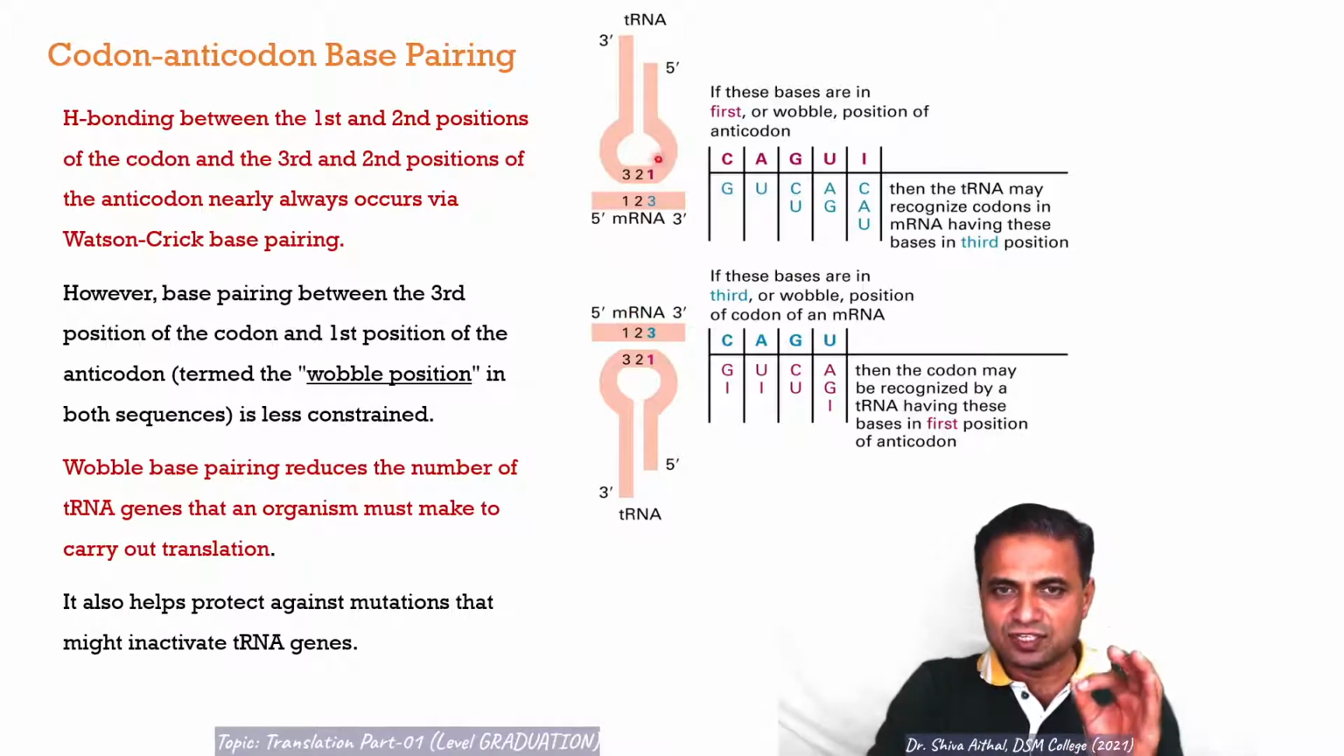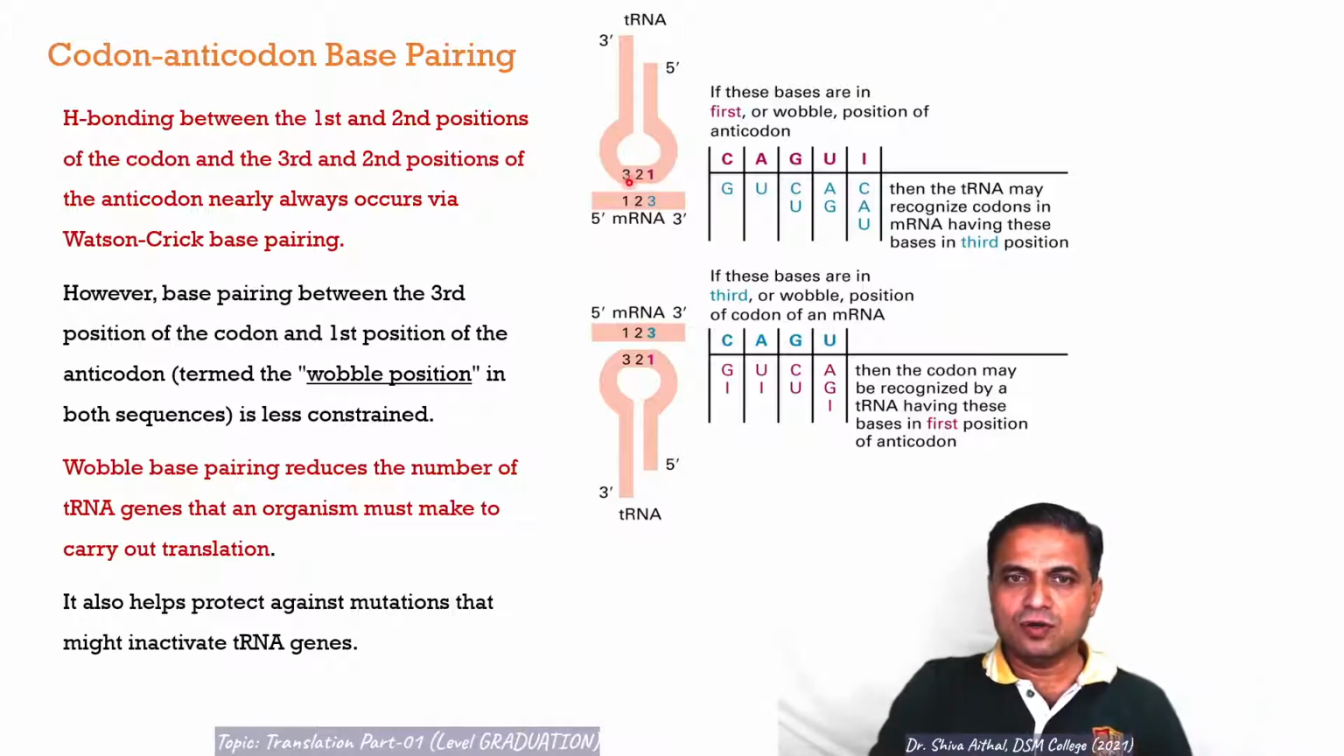Try to understand. If the bases are in the first or wobble position of the anticodon, what can be the probabilities? C, A, G, U, I will be there. C, cytosine, adenine, guanine, uracil or inosine molecule may be there. Then the tRNA may recognize codons in mRNA having these bases in the third position.